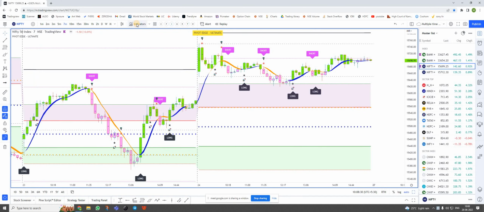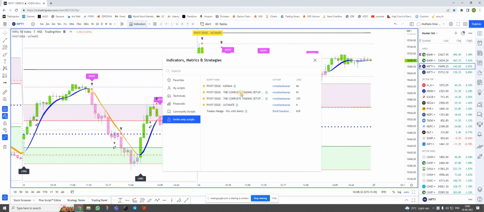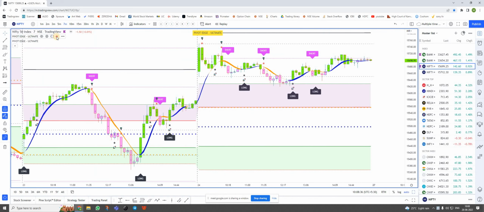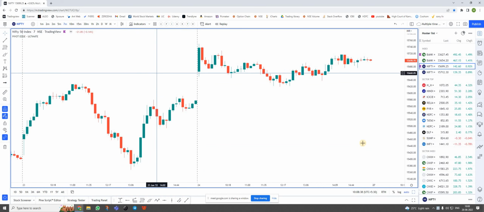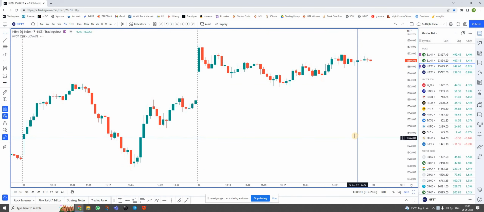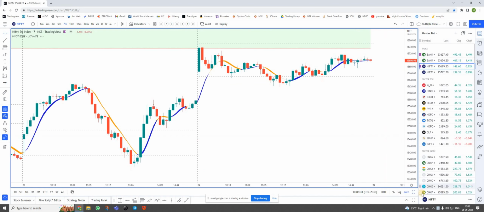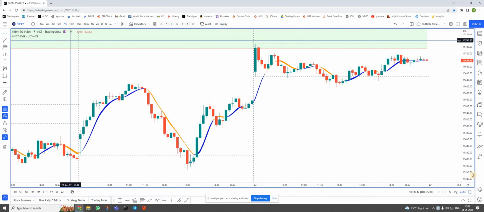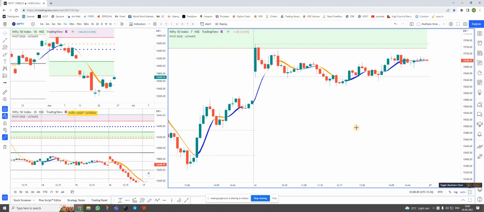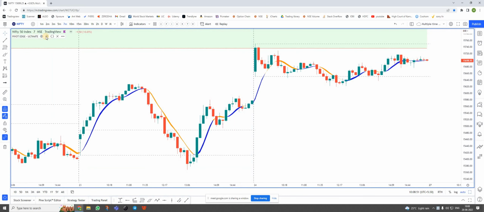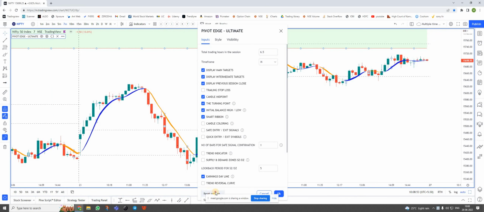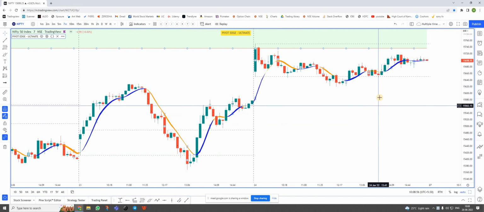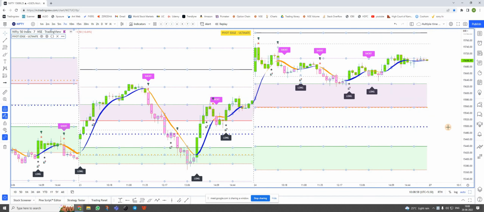So if you go to indicator, from the indicator invite only script, it will be there here, ultimate. You just click on that, you will get it. So once you insert, it will come as a default setting.